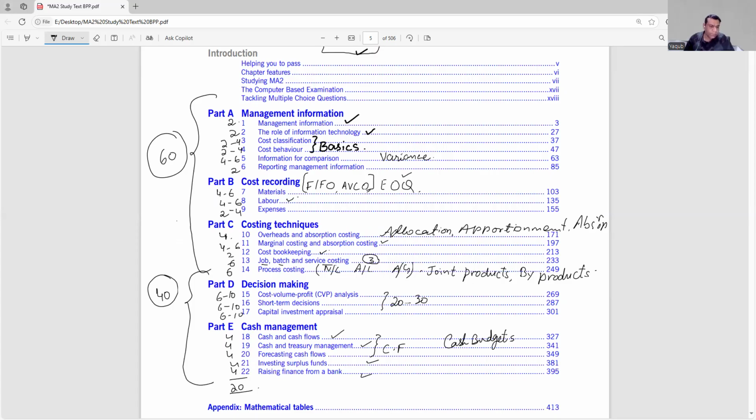But the chapter on absorption and marginal costing is very important. Process costing is important. These new areas are important. Similarly, information for comparison is not very tricky, but still an important chapter. So all the new chapters are very important from the exam viewpoint. So this is the introduction of MA2.